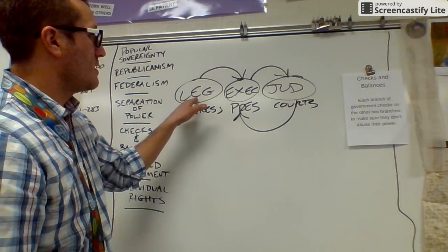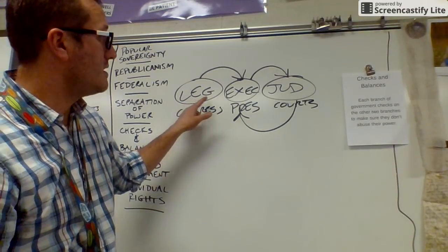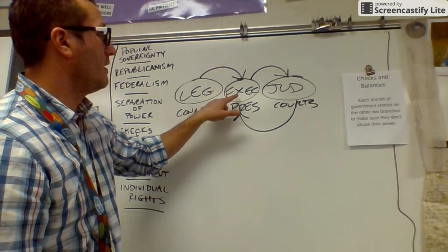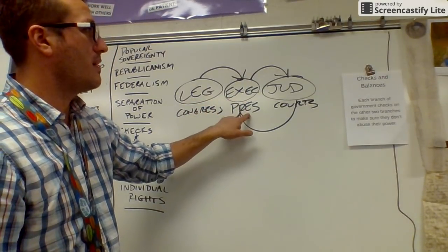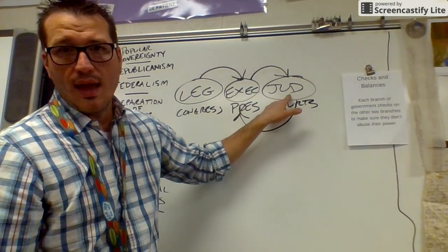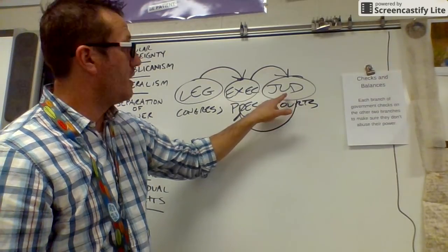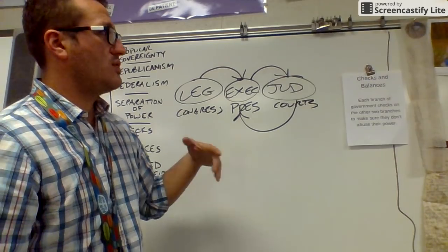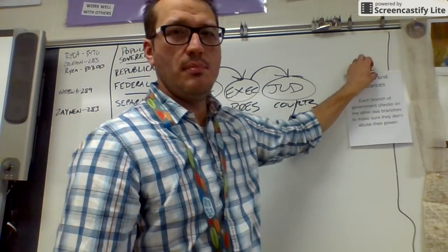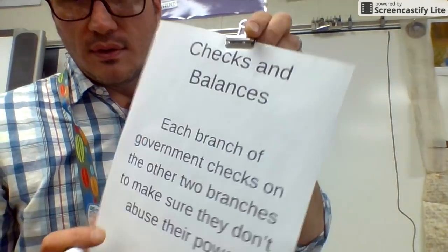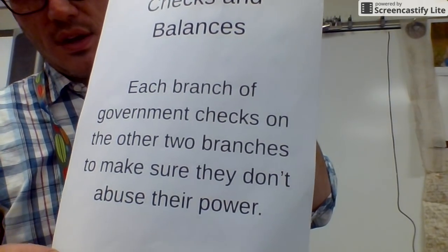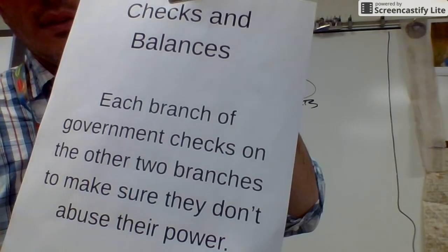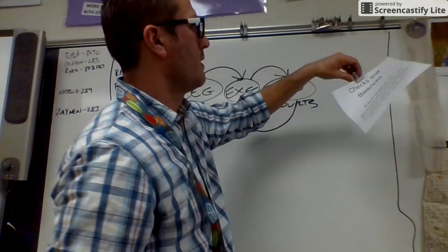For example, the legislative branch makes laws, but the president can veto laws. The executive branch, the president can choose a judge, but the Senate has to approve that decision. So this idea of checks and balances is really nice because it allows each of the branches to make sure that they don't abuse their power. They check on each other, which balances everything out, right?